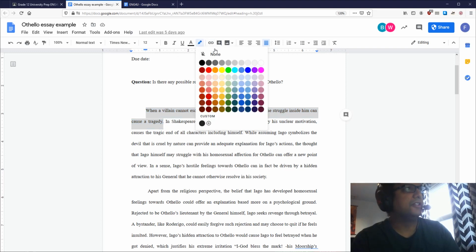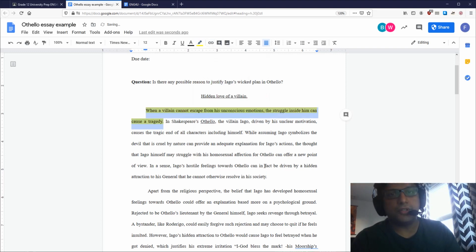So that right there gives you your hook sentence, right? It is the person introducing their topic, which is about how Iago has unconscious emotions and everything like that. So it introduces the topic of the essay, and it makes it so that the reader knows what this thing is going to be about.